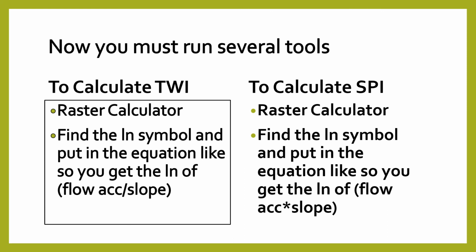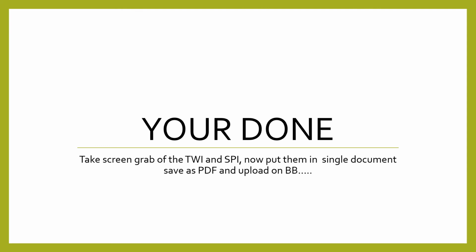The next step is to calculate a stream power index. Same scenario, same tools, same kind of equation, except in the parentheses following the ln, or the natural logarithm function, instead of flow divided by slope, it's flow accumulation multiplied by slope. Do that, you now have both of them, you're good to go. All you got to do is take those two elements and put them together and turn them in. So at this point you're done.